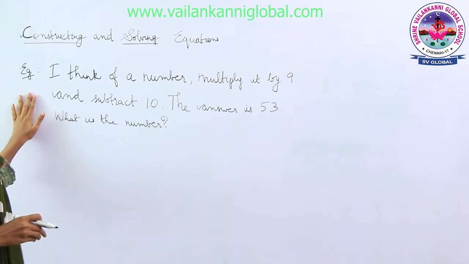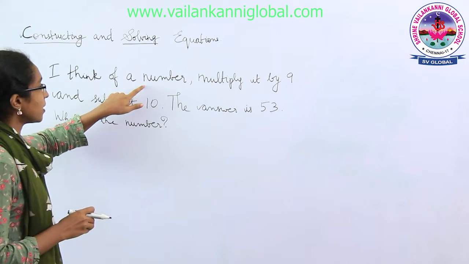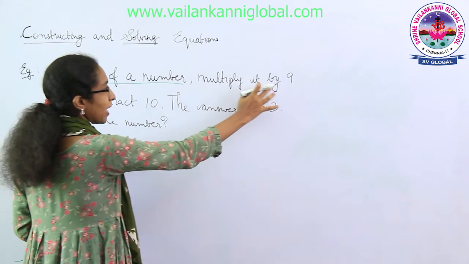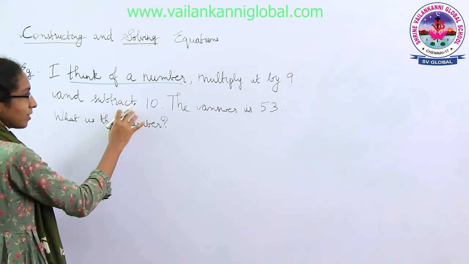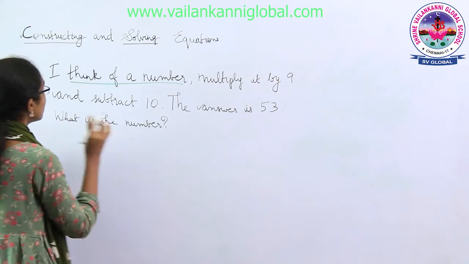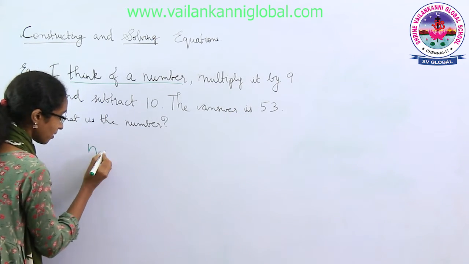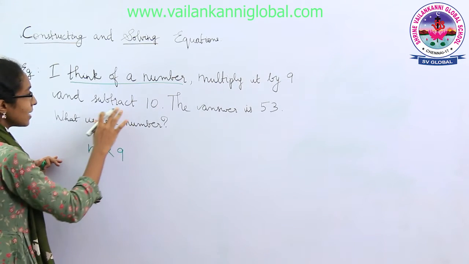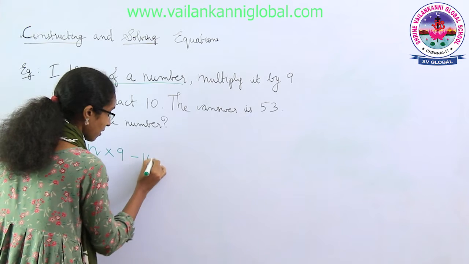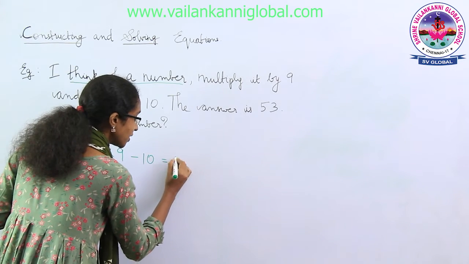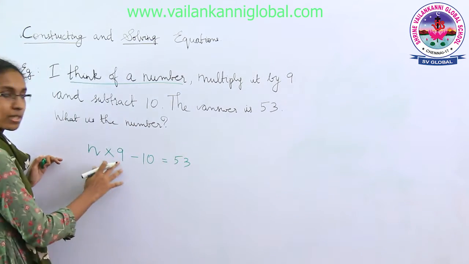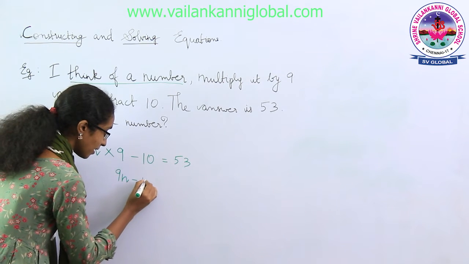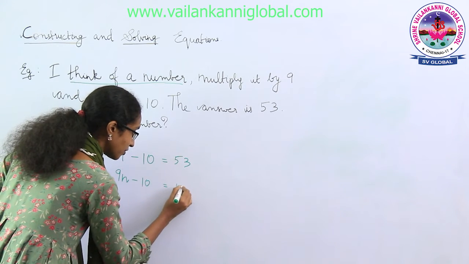So let us see another example. I think of a number. Again this number is not known. Multiply it by 9 and subtract 10. The answer is 53. So let us take this as n, the number we don't know, and multiply it by 9 and subtract 10. That is equal to 53. So n multiplied with 9 can be written as 9n minus 10 equal to 53.